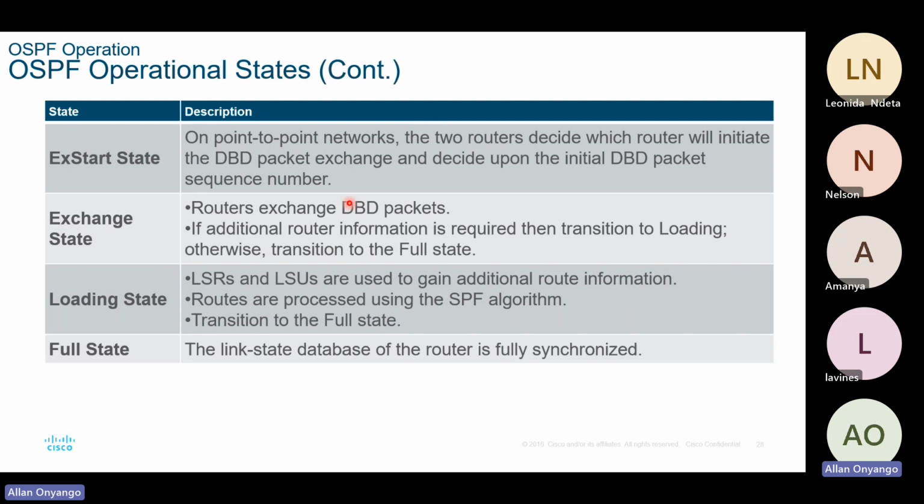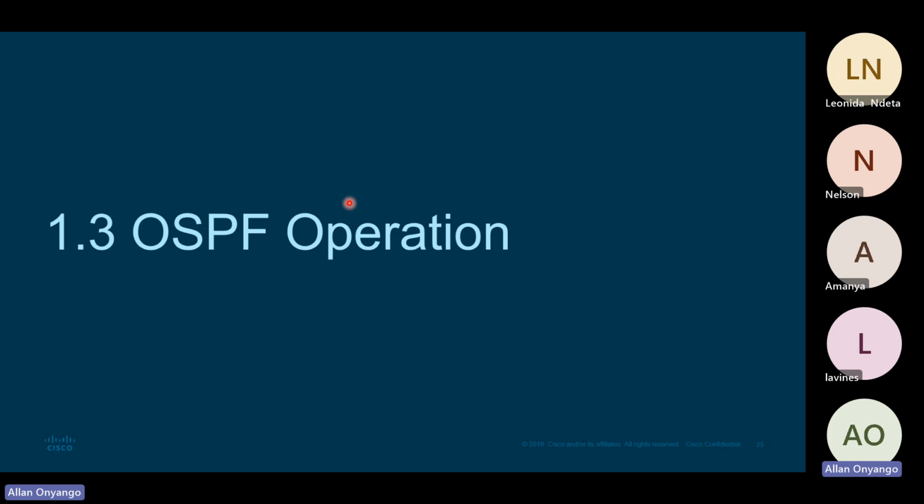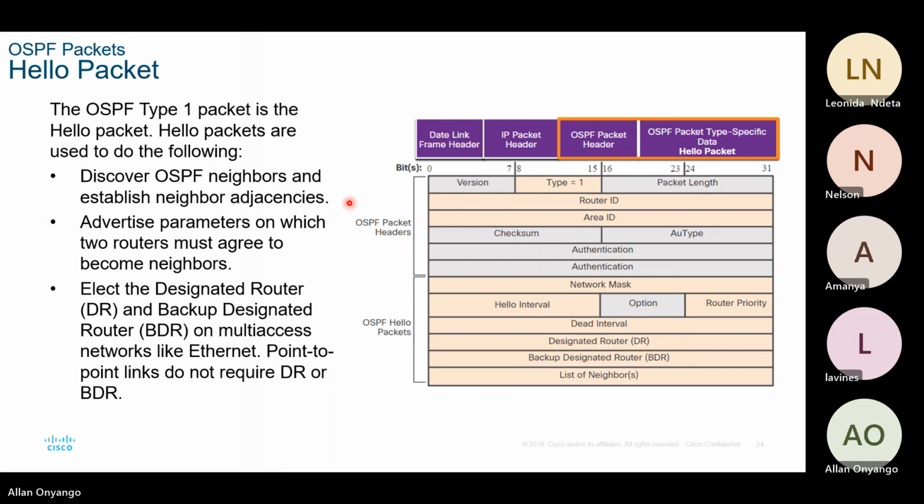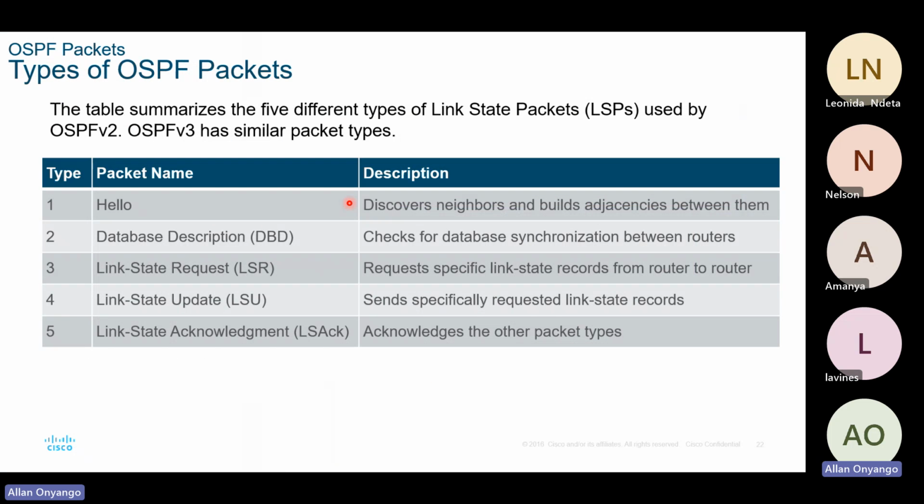Now, I need to talk about something here. I need to talk about this packet. So we already talked about hello, which establishes new neighbor relationships, maintains those relationships and does the election of the DR and BDR. Next, the database description packet.